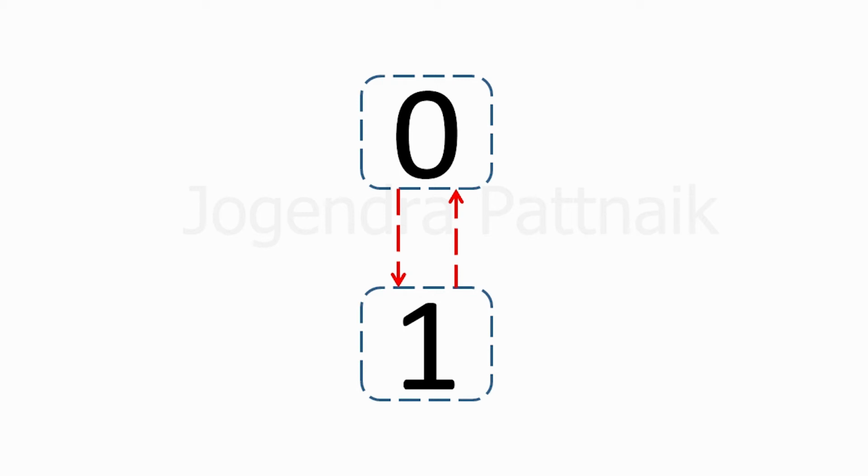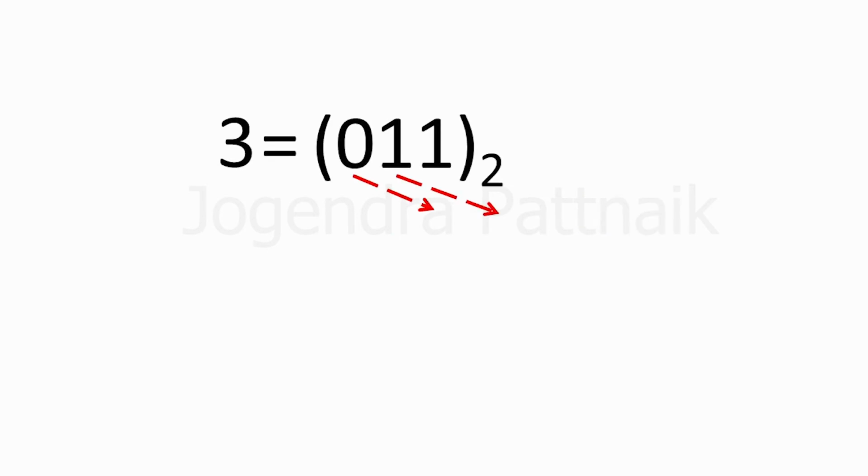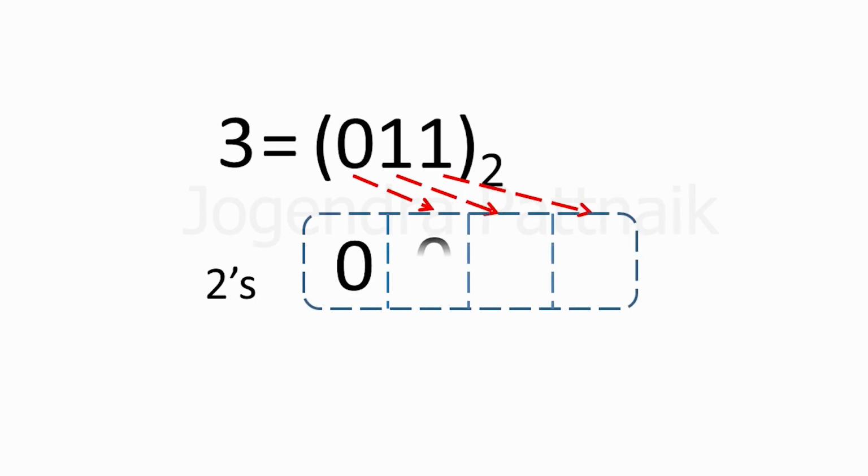ones complement. Let's calculate the twos complement of decimal number 3. As the positive number representation is the same for all the representations, the value will be 0011 in 4 bits. Here we have to change nothing. Let's calculate the twos complement of negative 3.